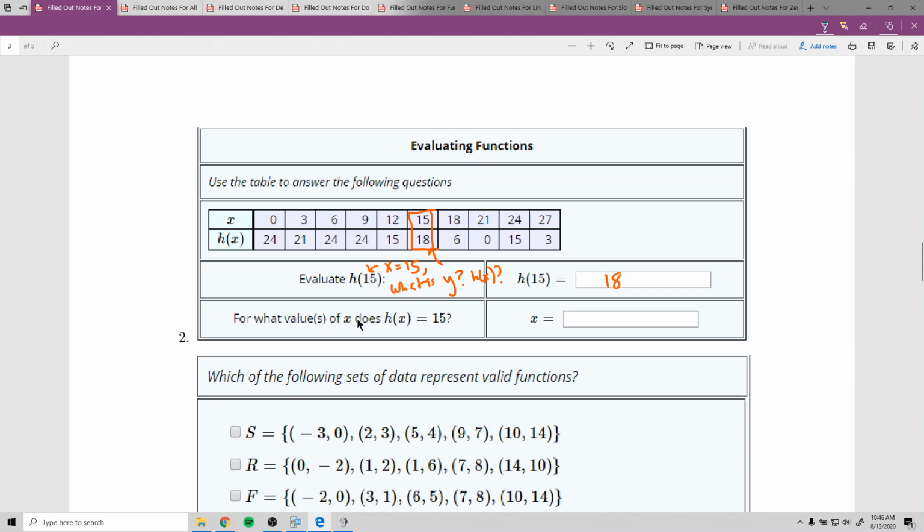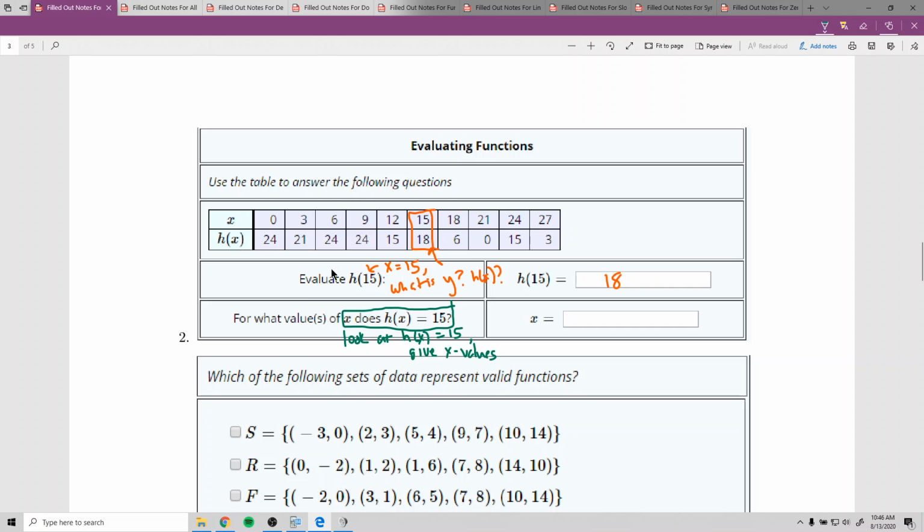Now this is different than the second question here. The second question asks, for what values of x does h of x equal 15? So we want to look at where h of x equals 15 and give the x values.